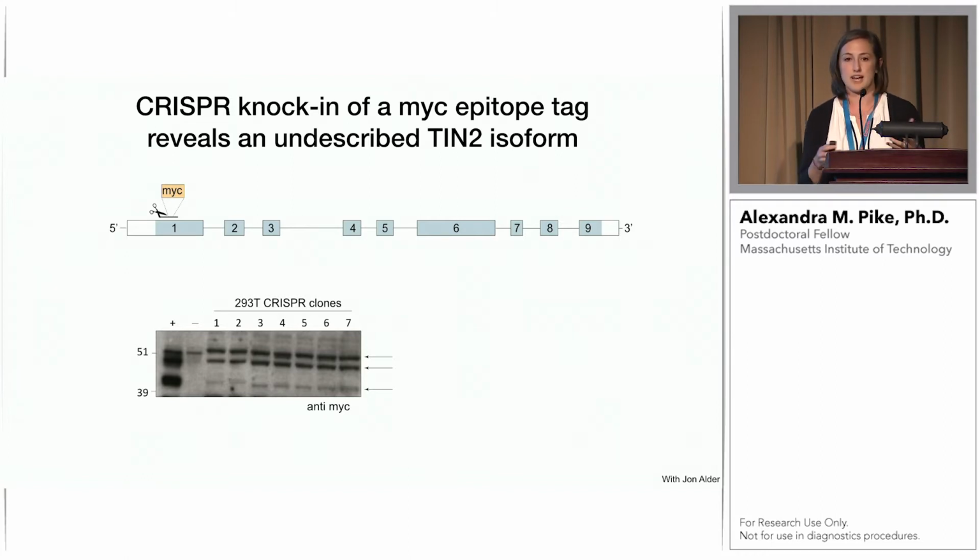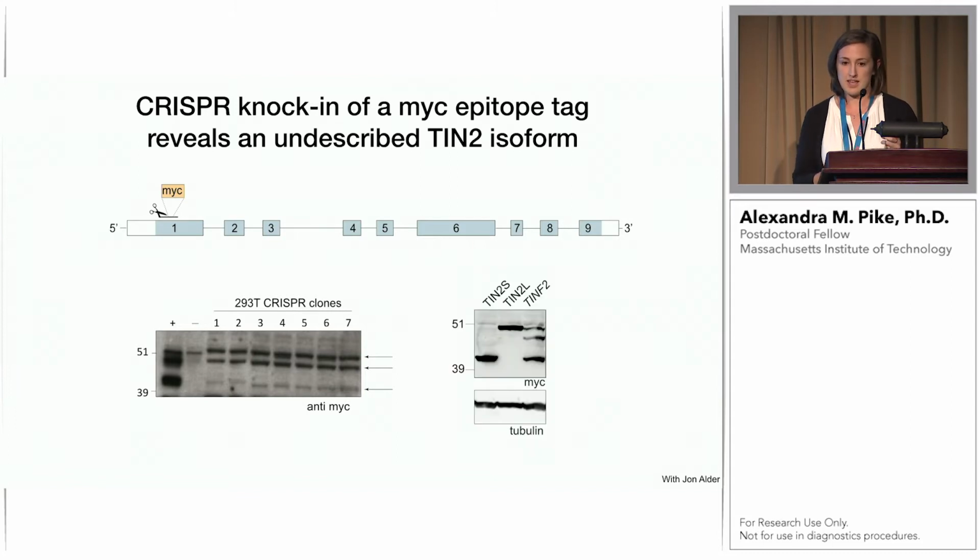So we cloned the short and long isoforms and tagged them, and also cloned the full-length gene and tagged that. And so we could see that the unknown band was falling between TIN2 short and TIN2 long. And based on its size and some other things we know about TIN2, we thought it might be yet another isoform, so creating more questions rather than answering our isoform question.